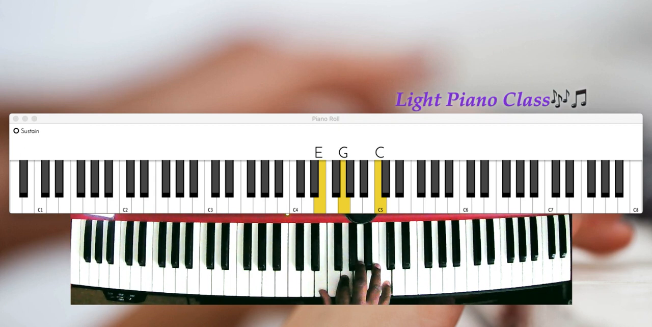It's the same key C. If we move the E, this lower octave, to this higher octave here, we get the second inversion of key C.